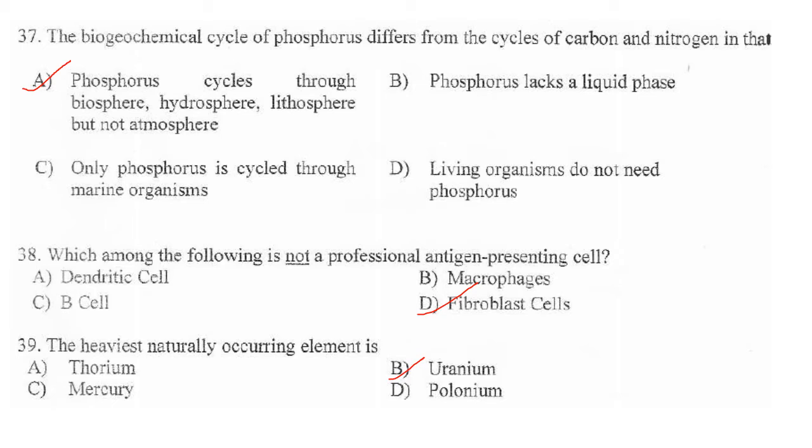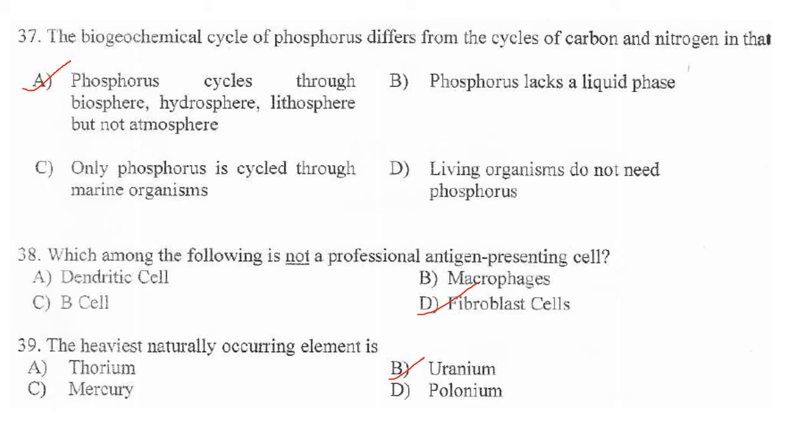The nitrogen cycle is a biogeochemical cycle by which nitrogen is converted into multiple chemical forms as it circulates among the atmosphere, terrestrial and marine ecosystems. Whereas the carbon cycle circulates between the biosphere, pedosphere, geosphere, hydrosphere and atmosphere of the earth. Whereas the phosphorus cycle cycles through the biosphere, hydrosphere and lithosphere but no atmosphere. The nitrogen cycle and the carbon cycle have an atmosphere component. The phosphorus cycle does not. So the answer is option A: phosphorus cycles through biosphere, hydrosphere, lithosphere but not atmosphere.